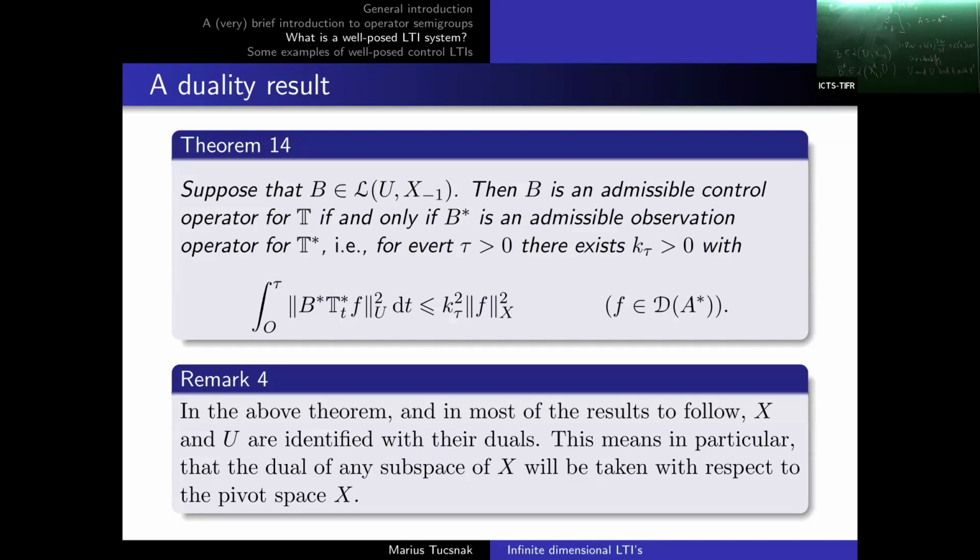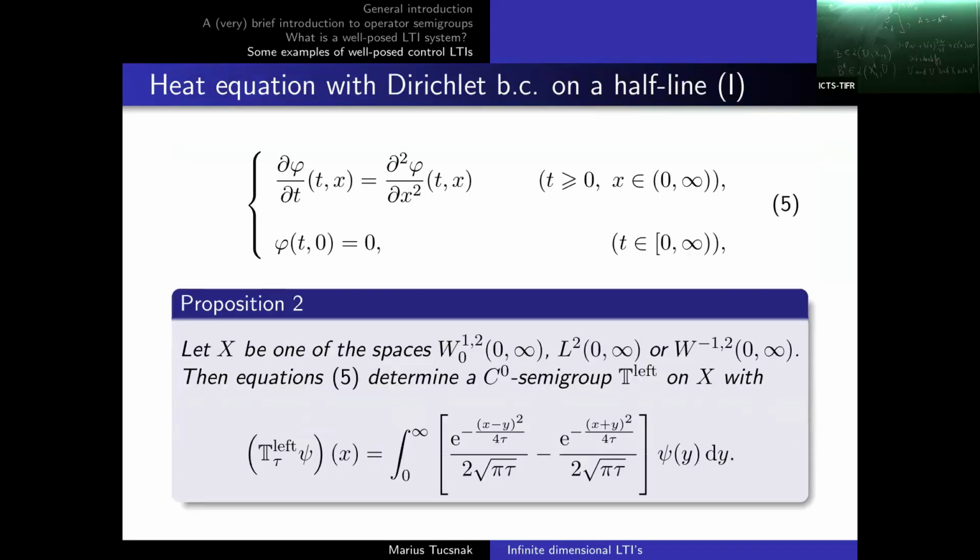Sometimes, and we'll have an example, we prefer not to identify X and X prime, namely for wave equation problems. But this is the most natural thing to do, and to my knowledge, is what's done in most of the examples. So here we took duality with respect to the pivot space X and U also. But here I don't have subspaces of U. For the moment, I don't need to take it as a pivot space.